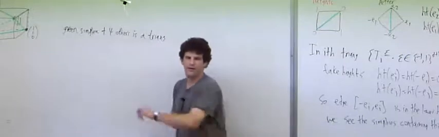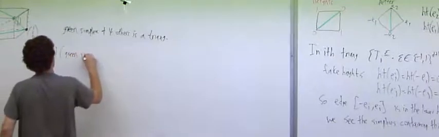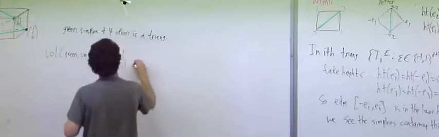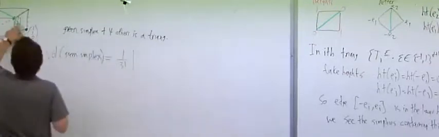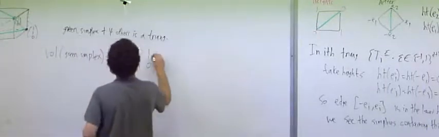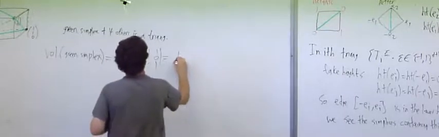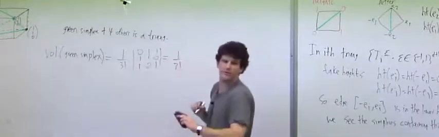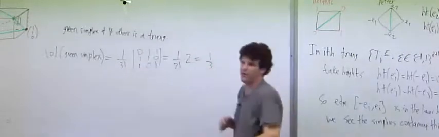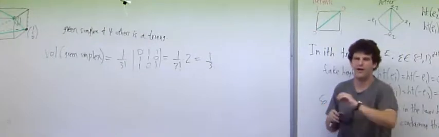And why is that? Well, this one I wrote down. So it's going to be 1 over 3 factorial times the determinant of this simplex. So that's 0, 1, 1, 1, 1, 0, 1, 1, 0, whoops, 1, 0, 1. This determinant is 2, so this has a volume of 1/3. And the other simplices all have volume of 1/6. So there's a choice. I can triangulate the cube with 6 simplices, or I can triangulate it with 5 simplices.